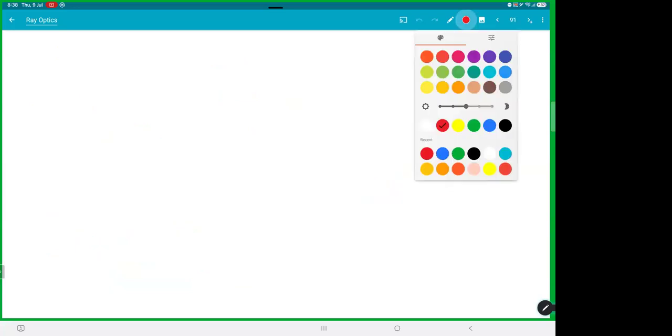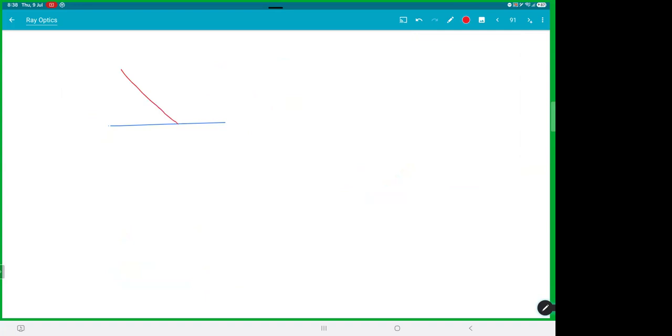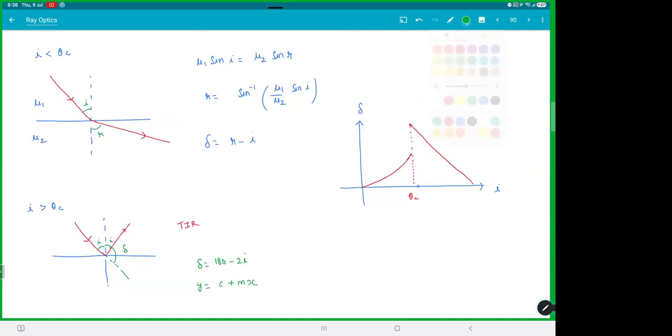Is that making sense? Look at this. Exactly at theta critical, this is the light ray. If you increase the angle by 0.1 degree, suddenly it becomes like this. So this angle suddenly bumped up, it increased by this amount. There's a sudden rise, so it is a discontinuous function. That is how the graph looks.